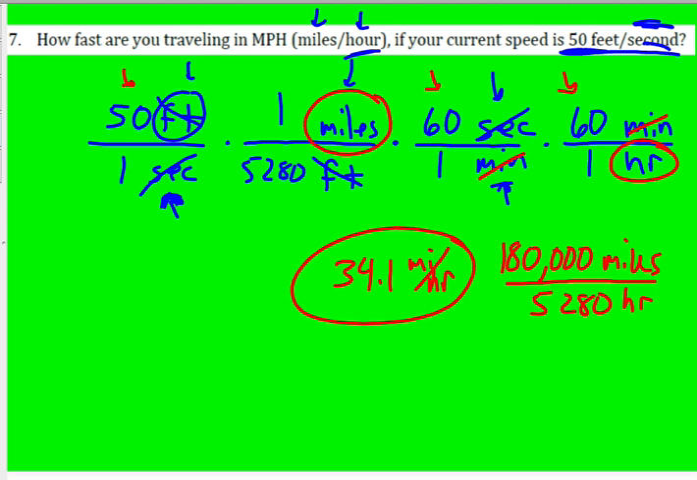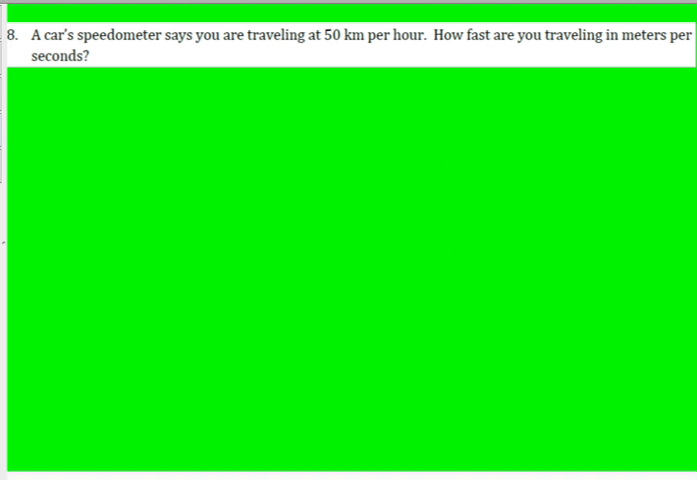Now the last one there you're converting, what do we got? You're traveling 50 kilometers per hour. How fast are you traveling in meters per second? So you can convert 50 kilometers per 1 hour, it would be, to, and you want to end up over here with meters per second. So you got to convert kilometers to meters and hours to seconds.